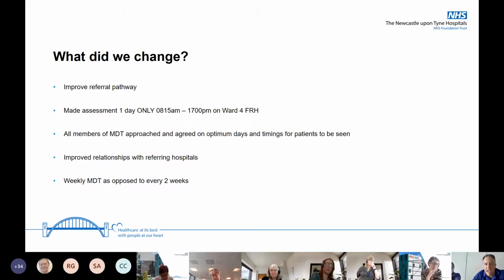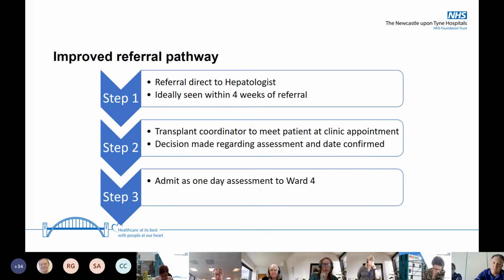So in this, what did we change? So we changed our referral pathway, and we made our assessment day one day only, and it's from 8:15 till 5 o'clock, and it's always on Ward 4, the day treatment centre. So all of our MDT members at that point were engaged. They had slots where they could see the patients on the day, and we made sure they were seen. And as I said a moment ago, we improved our relationships with referring hospitals, and we made a more regular MDT. And this is what the referral pathway looked like then.